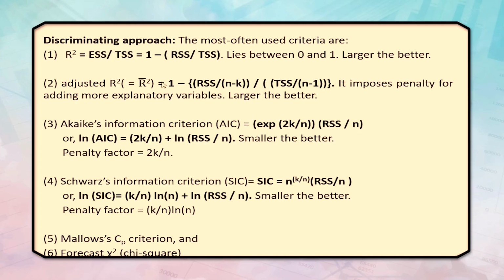So, we have a penalty factor, and adjusted R square is defined as 1 minus the ratio of RSS to TSS, where RSS and TSS are each deflated by their corresponding degrees of freedom. RSS is deflated by n minus k degrees of freedom and TSS by n minus 1, because we have n observations, so total sum of squares has n minus 1 degrees of freedom. Once again, going by the nature of this criterion, the larger the value of R bar square, the better the fit is.